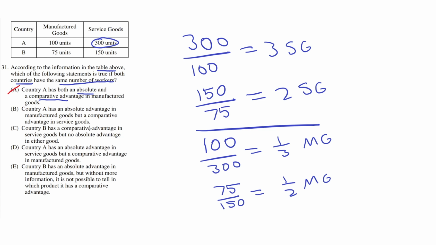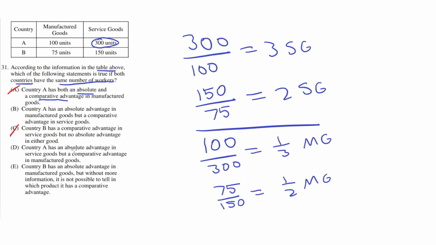Country B has a comparative advantage in service goods, but no absolute advantage in either good. This is incorrect because we saw before that they don't have a comparative advantage in service goods. But it is true that they don't have an absolute advantage in either good, because country A can produce more manufactured goods and service goods. But because this first part is incorrect, country B having a comparative advantage in service goods, C is incorrect.